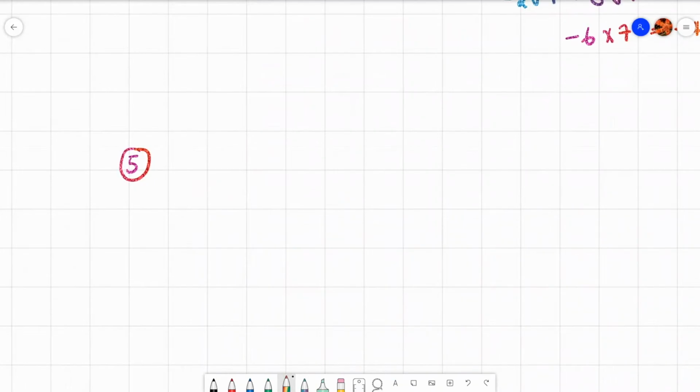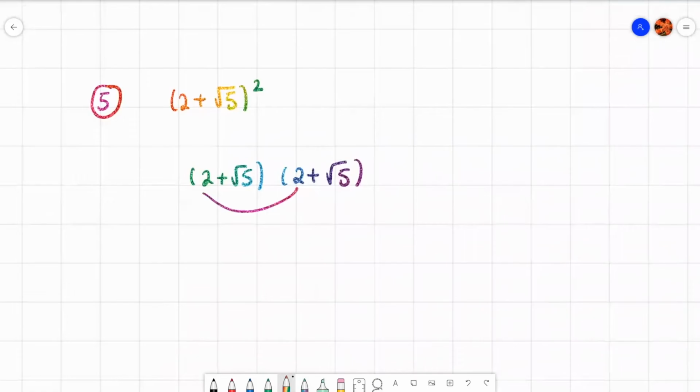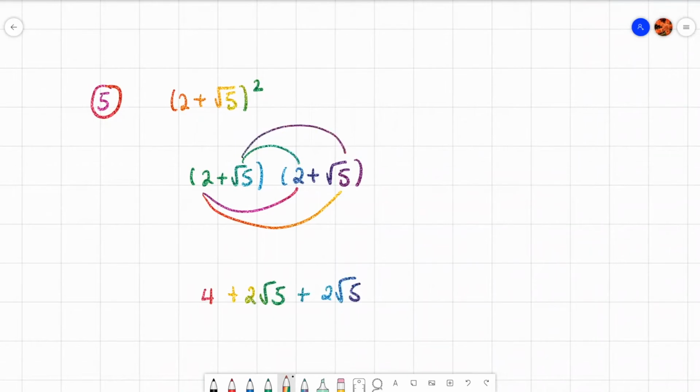Let's have a look at 2 plus square root of 5, all squared. Okay. So this means squared. Squared obviously means you times it by itself. So that means 2 plus square root of 5 times 2 plus square root of 5. Well, 2 times 2 is 4. 2 times root 5 is plus 2 root 5. And then root 5 times 2, again, is plus 2 root 5. And then root 5 times root 5 will just be 5, because that becomes square root of 25, but the square root of 25 is 5.